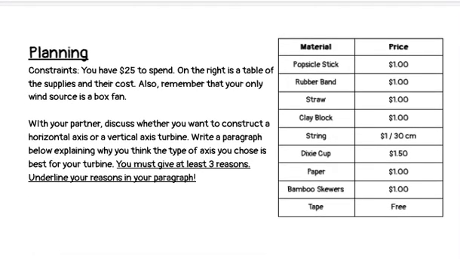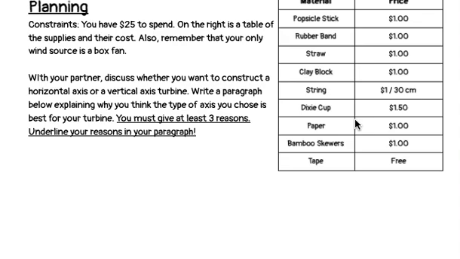When you are planning with your partner about what you are going to use to build your turbine, you need to keep this in mind. You have $25 to spend. Right here, there is a table of the supplies available and the cost. Remember though, the only source of wind you're going to get is a box fan. So with your partner, you will discuss whether you want to construct a horizontal or a vertical axis wind turbine. You are going to write a paragraph explaining why you think this axis, vertical or horizontal, is the best. You have to give 3 reasons in your paragraph about why you think this is a good plan.